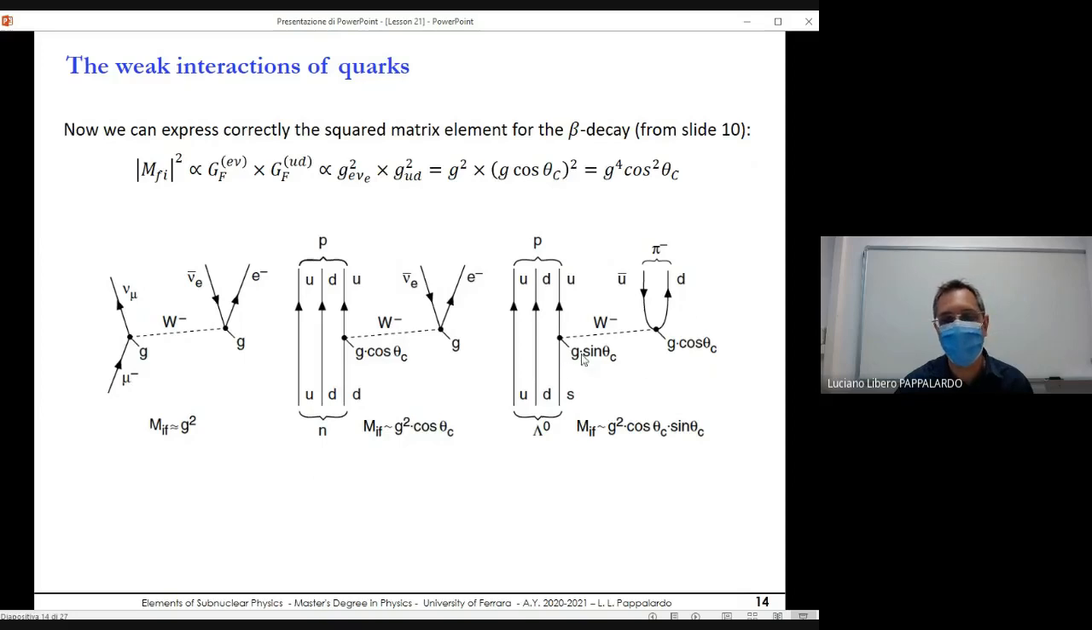And then we have a pure hadronic process, the lambda 0 going into a proton and a pion. In this case we have two quark vertices. One is S into U, so it goes with the sine of theta Cabibbo. The other is UD, so it goes with the cosine. And so the matrix element is proportional to G squared corrected by cos theta C times sine theta C.